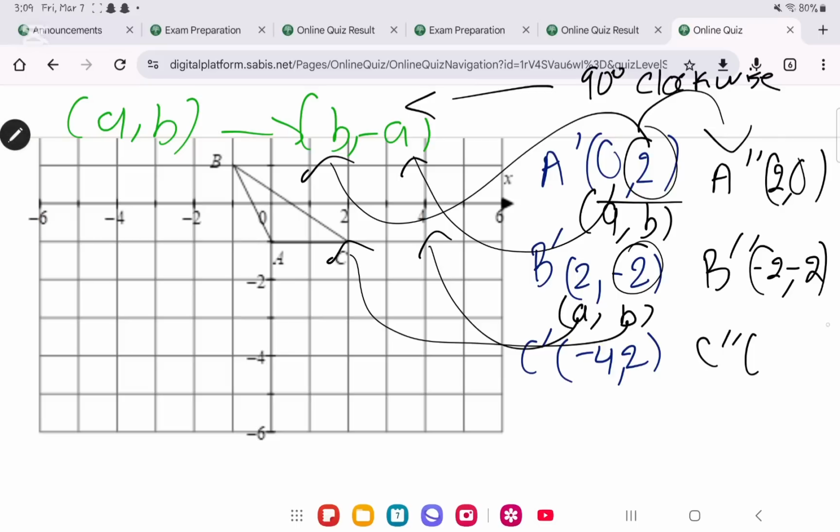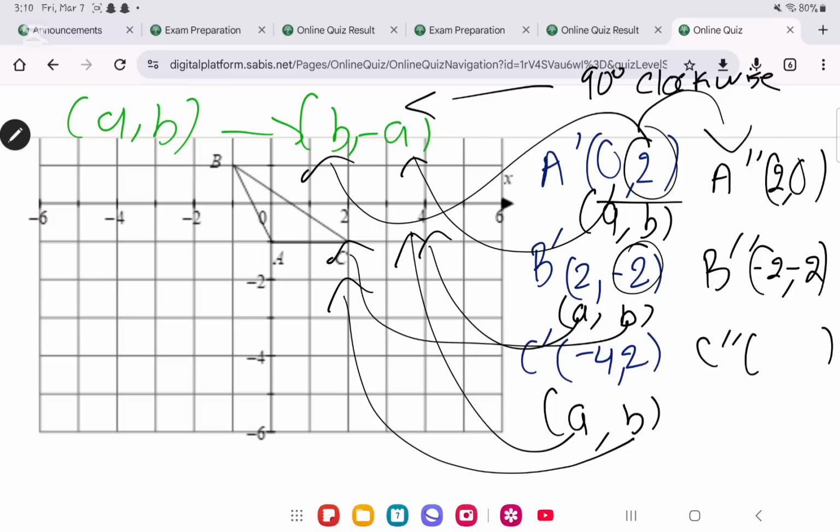Now, finally, for C double prime, we know its A is minus 4 and its B is 2, okay? So what's gonna happen is that it's gonna become B minus A. So the B is gonna go first, so it's gonna be 2, and minus A, so it's gonna be minus times minus 4, which will give us plus 4. So the new point, C double prime, is 2, 4.